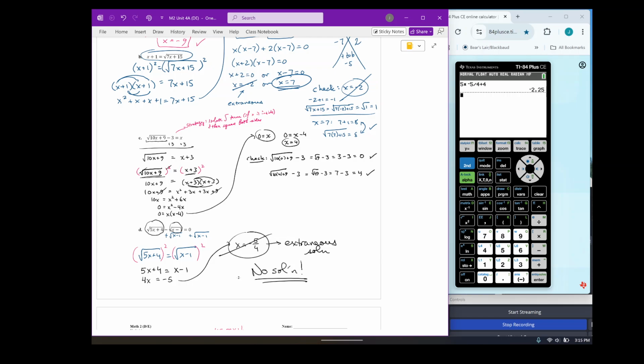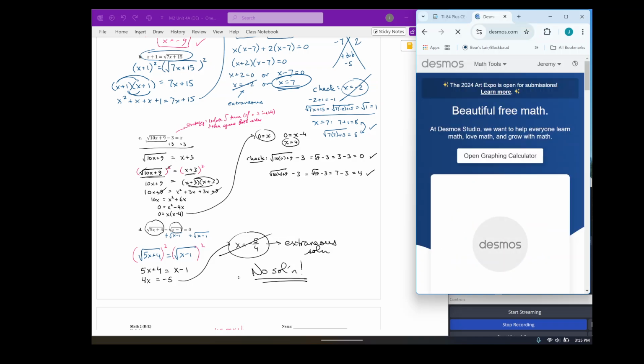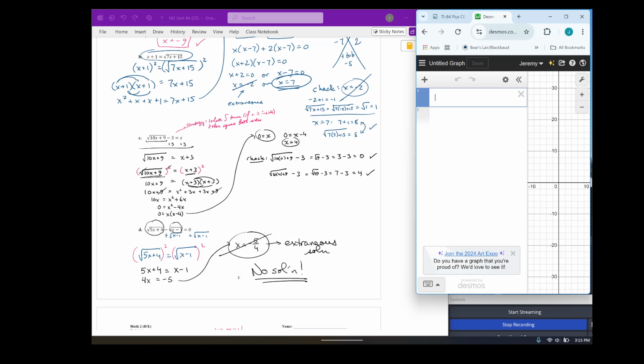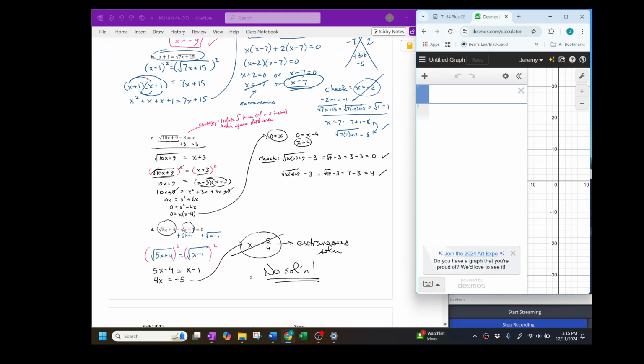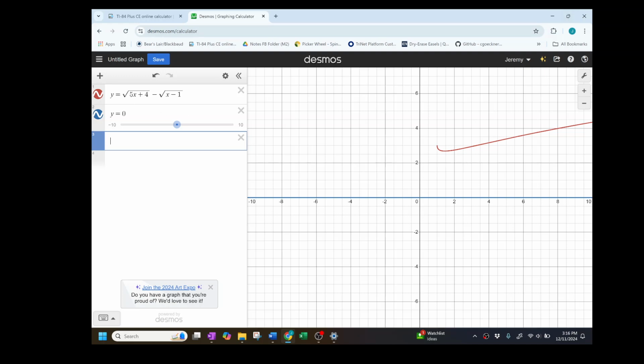Which probably means, let's check this out on Desmos real quick. If we go to Desmos and I graph the left side of the equation, let me type this in here. Sorry about that. So it's essentially y equals the square root of 5x plus 4 minus the square root of x minus 1. And the question is, when does that equal 0? So when does it have the y value of 0? So really we're looking for when the blue line and the red line hit each other.